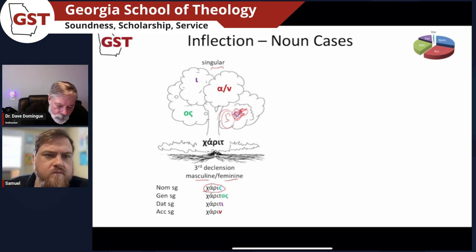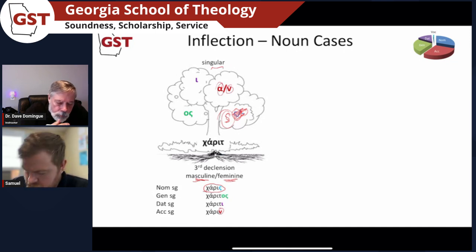And so a third declension, whether it's a masculine or feminine word, is going to follow the pattern where the nominative is going to end in a sigma. The accusative is going to end in a nu, and it may be an alpha. There can be one or the other. The dative is the iota, and the genitive is the omicron sigma.